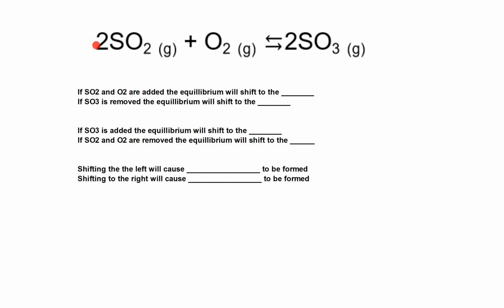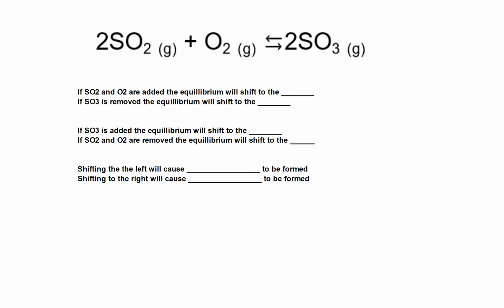Alright, on this one, we have 2 moles of sulfur dioxide plus 1 mole of oxygen gas produce 2 moles of sulfur trioxide or sulfite. Alright, and we can go the other way. The 2 moles of sulfite produce oxygen gas and 2 moles of sulfur dioxide. So then we might ask ourselves, if I add SO2 and O2, what will happen? Well, you think, and then we'll talk.